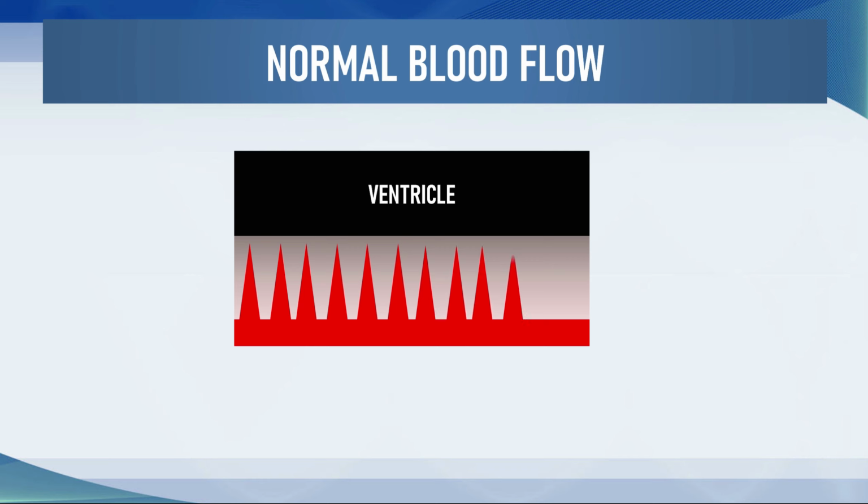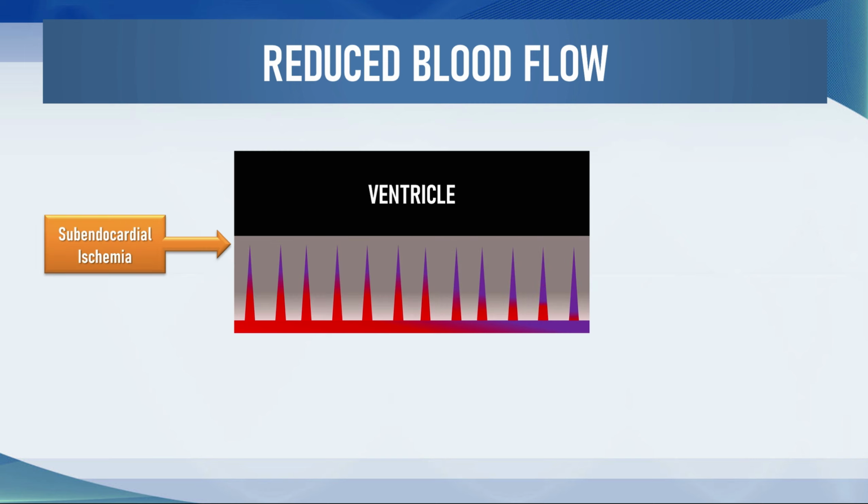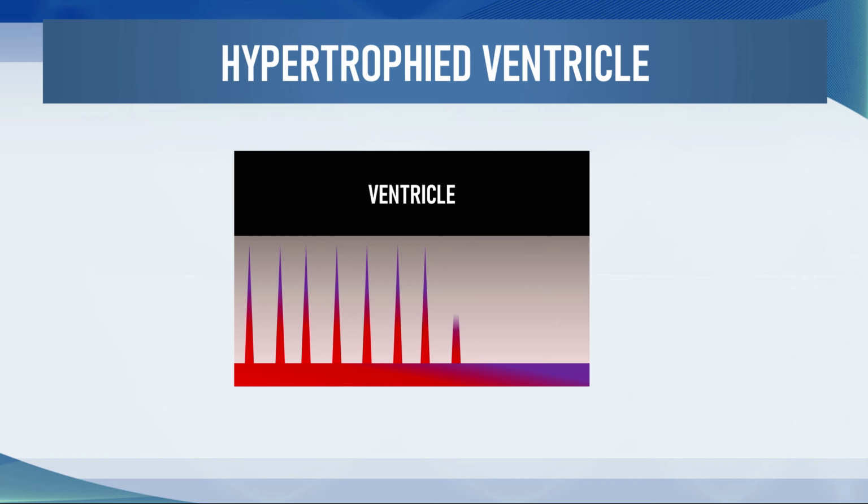So if that flow is marginal, then there is a risk zone that is adjacent to the ventricle. It's known as the subendocardial layer. In this example, there is reduced blood flow so that the subendocardium is hypoperfused, and this worsens along the length of the coronary artery, and this is known as subendocardial ischemia. Where there is left ventricular hypertrophy, even a modest fall in blood flow can result in subendocardial hypoperfusion.